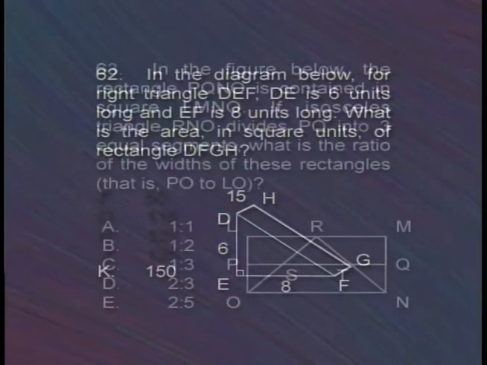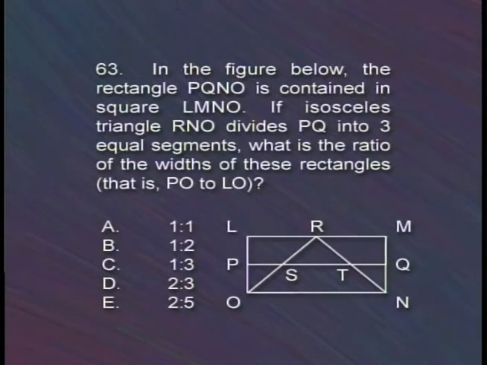Problem 63. In the figure below, the rectangle PQNO is contained in square LMNO. If isosceles triangle RNO divides PQ into 3 equal segments, what is the ratio of the widths of these rectangles? That is, PO to LO.